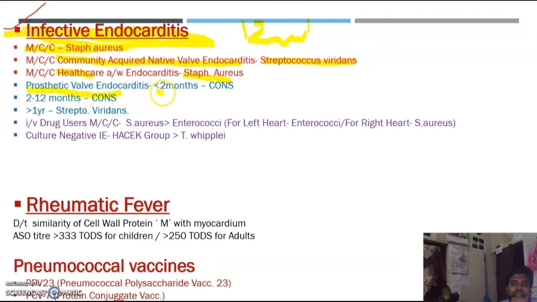If less than 2 months, then it is CoNS, that means epidermidis etc. Usually epidermidis. 2 to 12 months, then again it is coagulase negative, and if it is more than 1 year, then Streptococcus viridans. So viridans Streptococci, normal mouth flora, we know that. In case of IV drug users, most common.